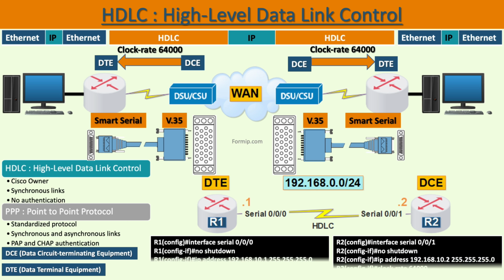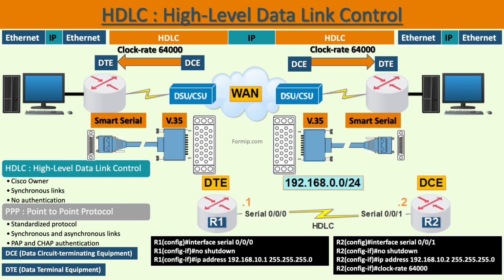Here we have two routers connected together. A WAN link is a serial link. So we're going to have to configure these serial interfaces. As you can see, there is no HDLC command, as it is the default protocol used by Cisco routers. You just have to make sure to execute the clock rate command on the DCE side.